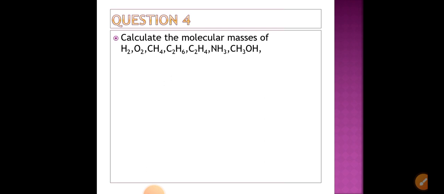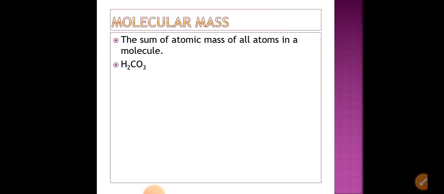Calculate the molecular masses of hydrogen, oxygen, methane, C2H6, C2H4, ammonia, and CH3OH. So first let us understand what's meant by molecular mass. It's the sum of atomic mass of all atoms in a molecule. It means I just go on adding the atomic mass of all the atoms present in a particular molecule, and that will give me the molecular mass. It's the mass or weight of the entire molecule. So it will be the sum of the atomic mass of all the atoms present in them.